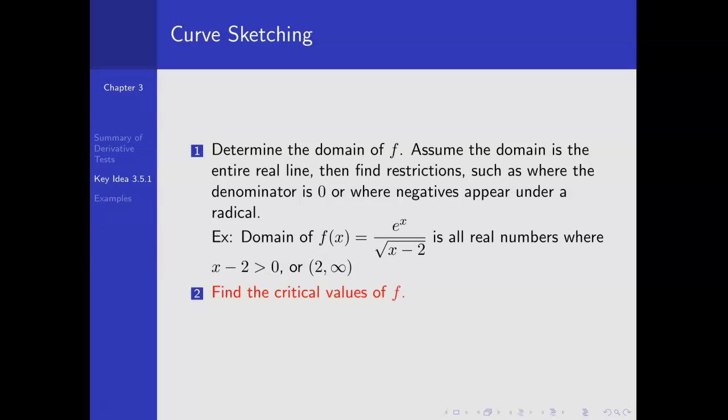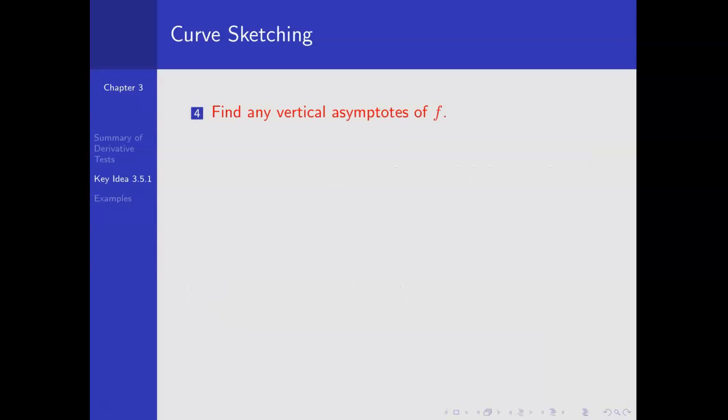The next thing we do is we find critical values of f. Again, that is where the derivative is 0 or does not exist. We find x values for possible inflection points of f. So that's going to be where the second derivative is 0.